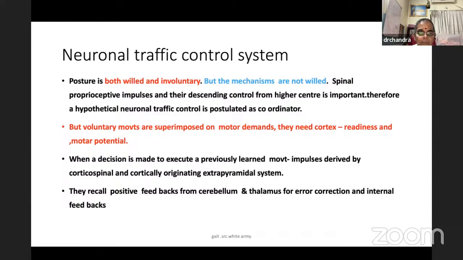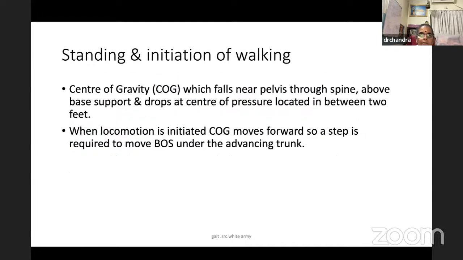When a decision is made to execute a previously learned movement, impulses derived by the corticospinal and cortically originating extrapyramidal system show the default mode information of that learned motor schema, which is executed. And they recall positive feedbacks from the cerebellum and thalamus for error correction and for feedbacks.